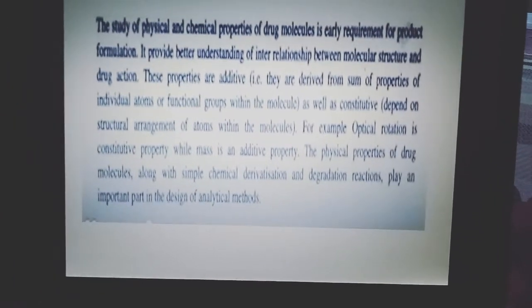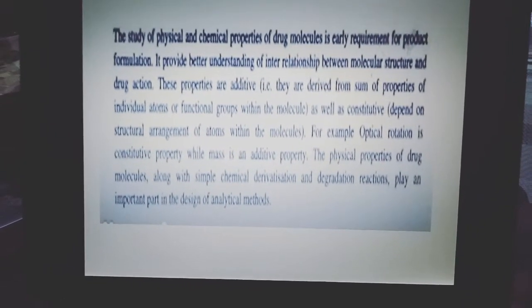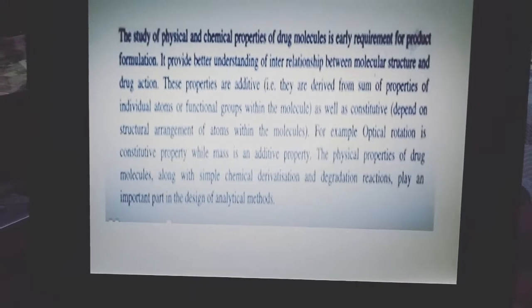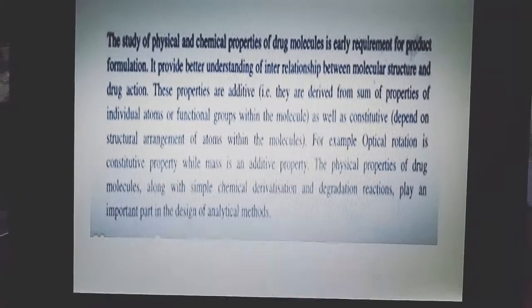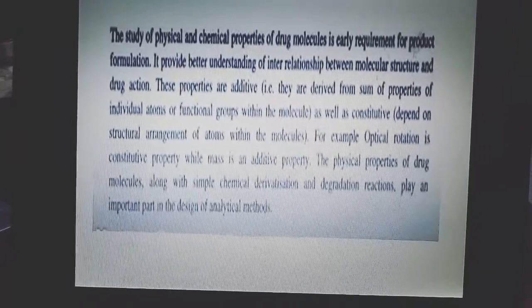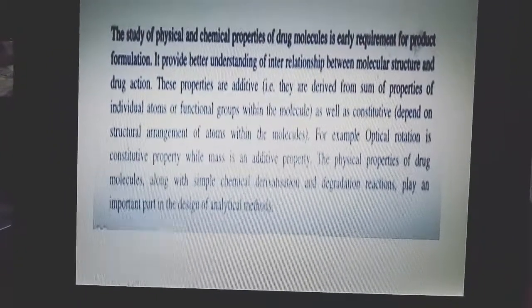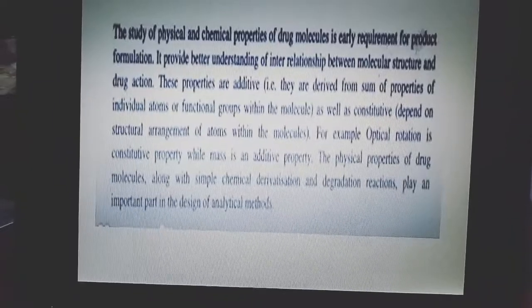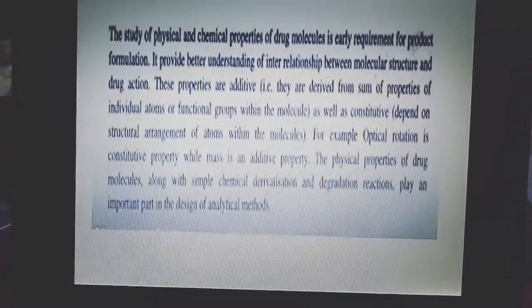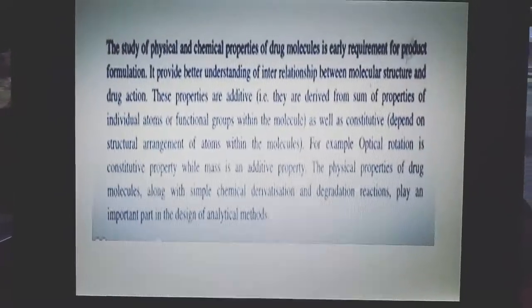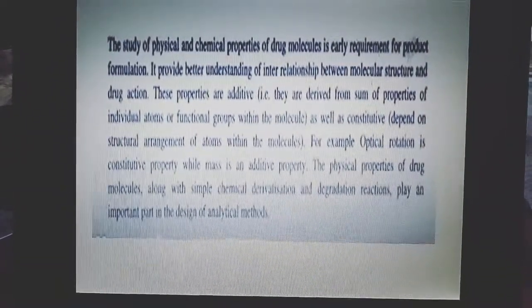It provides better understanding of the interrelationship between molecular structure and drug action. These properties are additive and constitutive. Additive means they are derived from the sum of the properties of individual atoms or functional groups within the molecule. Constitutive means they depend upon the structural arrangement of atoms within the molecule. For example, optical rotation is an additive property.